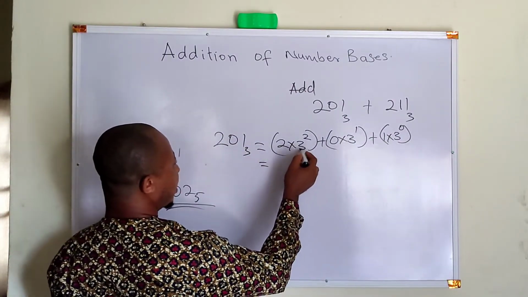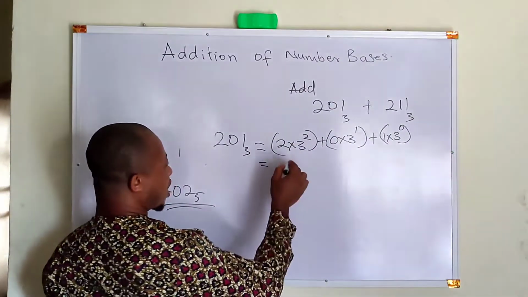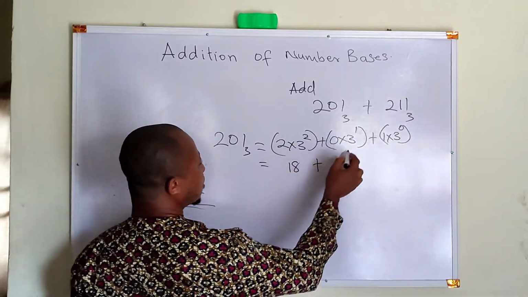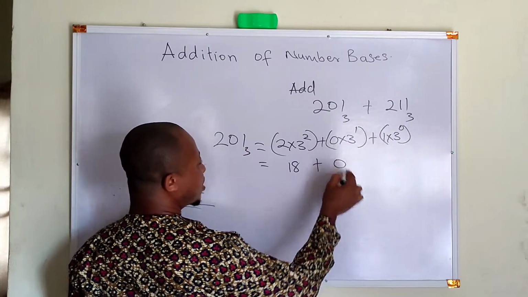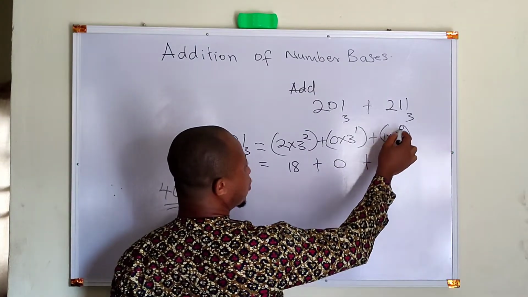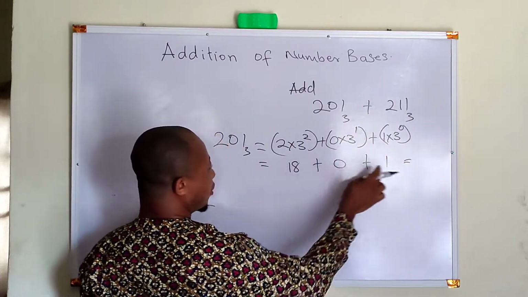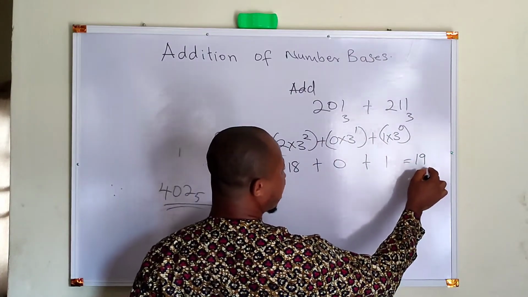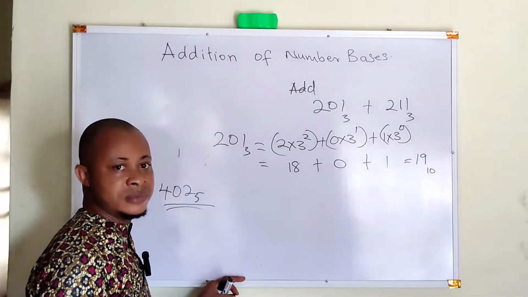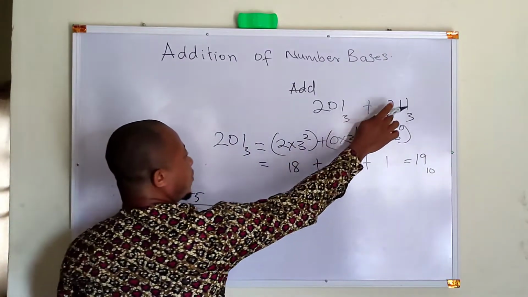This will give us 3 raised to power 2 is 9. 9 times 2 is 18. Plus anything multiplied by 0 is 0. Plus 3 raised to power 0 is 1. 1 times 1 is 1. Now let's add up. 18 plus 1 will give us 19. And this 19 is a number in base 10. Okay? Secondly, we go to this.